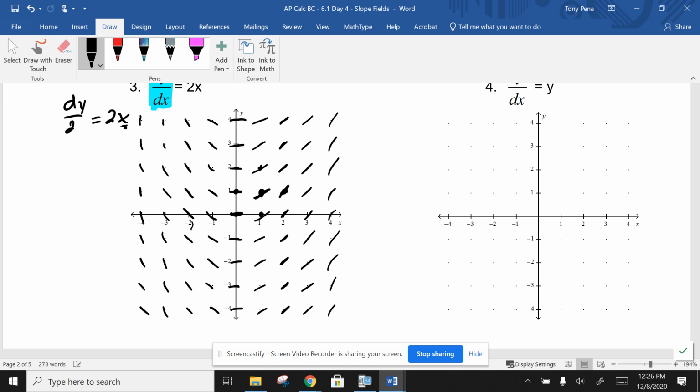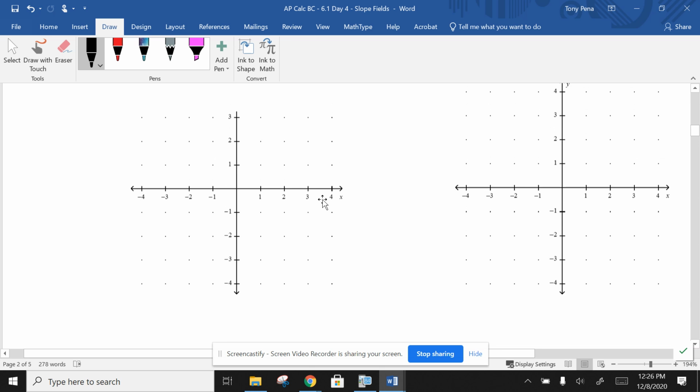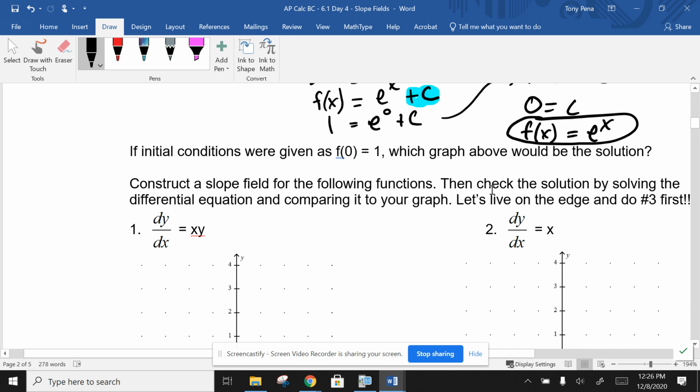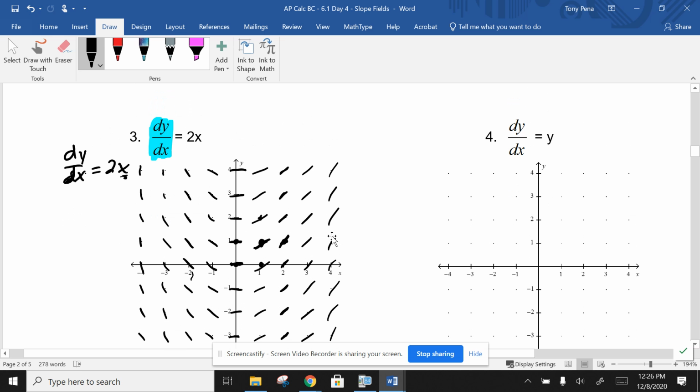All right, the second thing that I asked you to do in your directions, if we went back to this, it says, then check the solution by solving that differential equation and comparing it to your slope field. So what I mean by that is, remember how yesterday we would have multiplied this dx over? We're going to do that again. We're going to solve this.